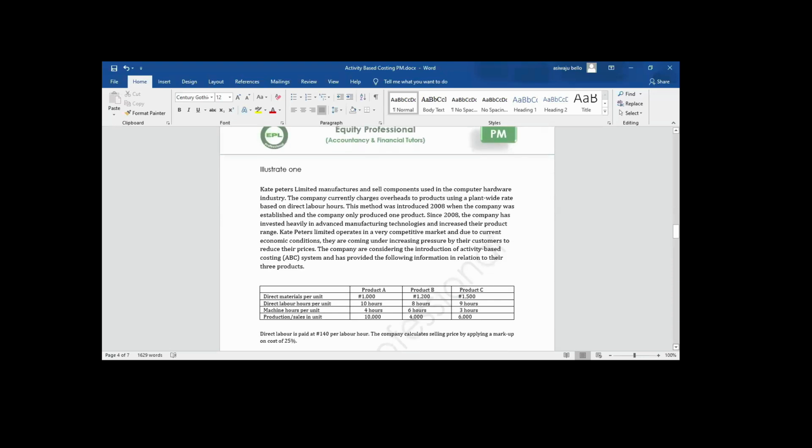Kate Peters Limited manufactures and sells components used in the computer hardware industry. The company currently charges overheads to products using a plant-wide rate based on direct labor hours. The company currently charges overhead to products using a plant-wide rate based on what? Direct labor hours. As you read, you note what the examiner is saying.